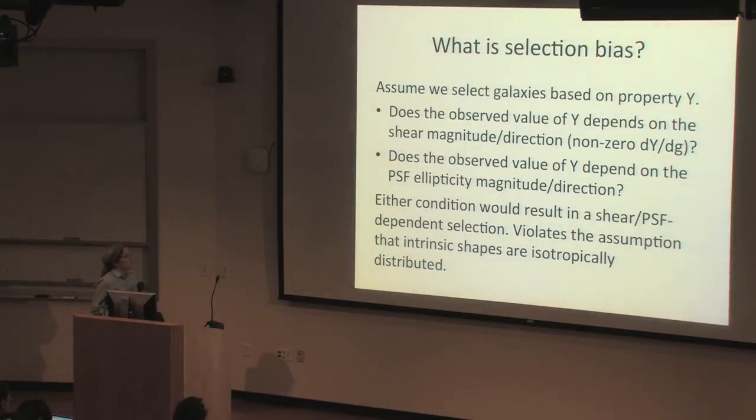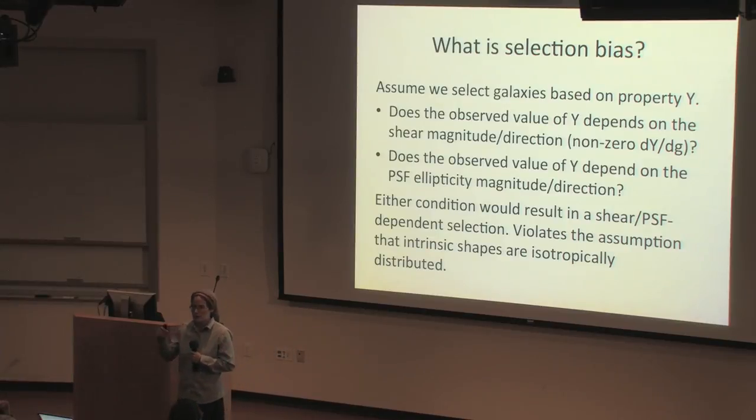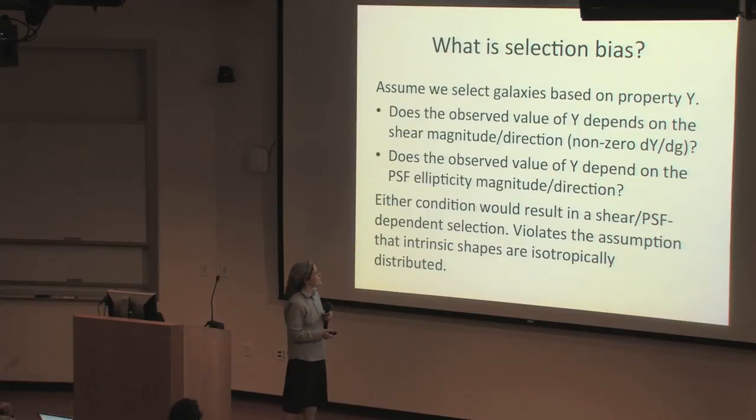So first I should tell you, what is selection bias? We're going to assume we select galaxies based on some property that on this slide I've called Y. You have to decide what objects to put into your sample. So you could imagine having a cut on flux, or a cut on signal to noise, or a cut on size, or all of the above, plus some more. All of those are cuts on some property. A selection bias can occur when the observed value of Y for galaxies depends on the applied shear. If you have galaxies that are brought into your sample because they were sheared, and that causes you to include them, then that gives rise to a selection bias.